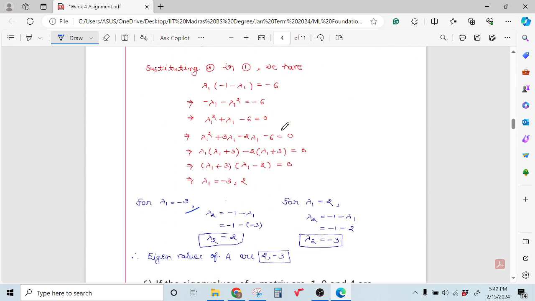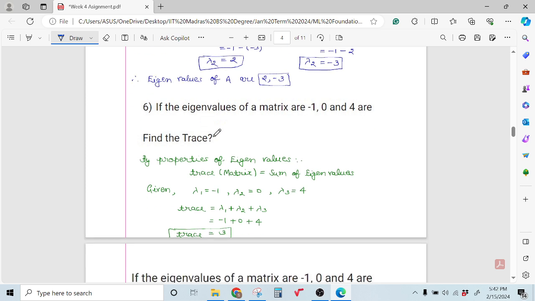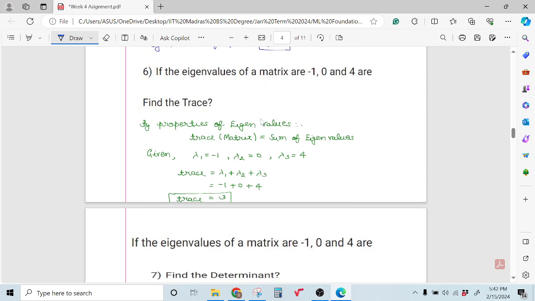Now proceed with the next problem, problem number 6. It says, if the eigenvalues of a matrix are -1, 0 and 4, find the trace of the matrix. We have seen by properties of eigenvalues that the trace of a matrix is equal to the sum of eigenvalues. It is given that lambda 1 is equal to -1, lambda 2 is equal to 0, lambda 3 is equal to 4. So the trace of the matrix will be -1 plus 0 plus 4 is equal to 3. So the trace of the matrix is equal to 3.